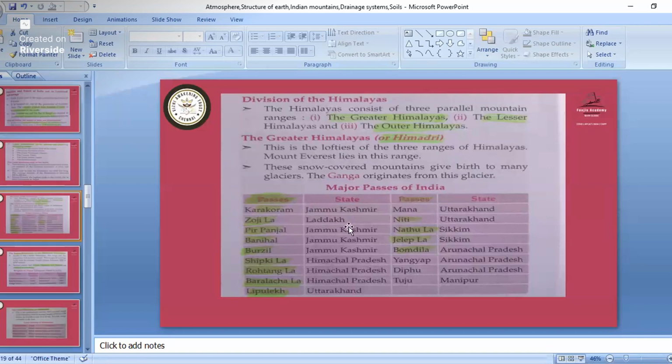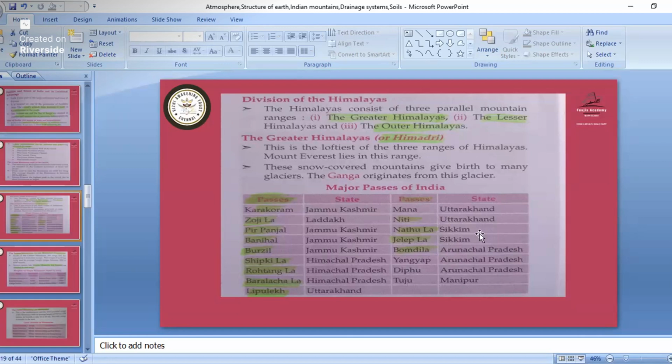Karakoram is in Jammu and Kashmir. What are the passes present in Jammu and Kashmir? Karakoram, Pir Panjal, Banihal, and Zojila. All these four are present in Jammu and Kashmir. Jojila is present in Ladakh. Then Shipki La, Rohtang La, Baralacha La, all these three are present in Himachal Pradesh. Mana and Niti are not of that much importance, but you must know about Nathu La and Jelep La. These both are in Sikkim, and Bomdila is in Arunachal Pradesh.